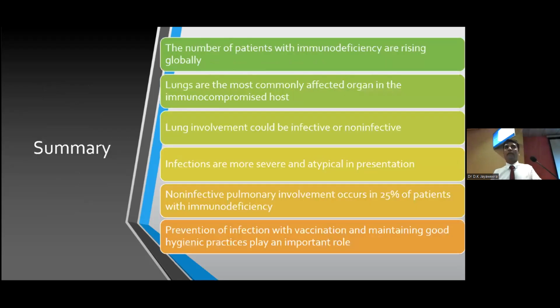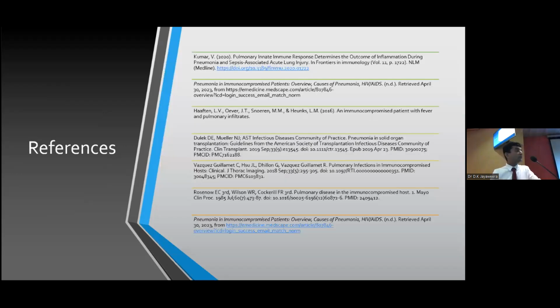So finally, these are my take-home messages. The number of patients with immunodeficiency is rising globally. Lungs are the most commonly affected organ in the immunocompromised host. Lung involvement could be due to infective or non-infective causes. When it occurs, it is more severe and atypical in presentation. Non-infective pulmonary involvement occurs in 25% of patients with immunodeficiency. And prevention of infection with vaccination, prophylactic antibiotics, and maintaining good oral hygiene will play an important role in these patients.